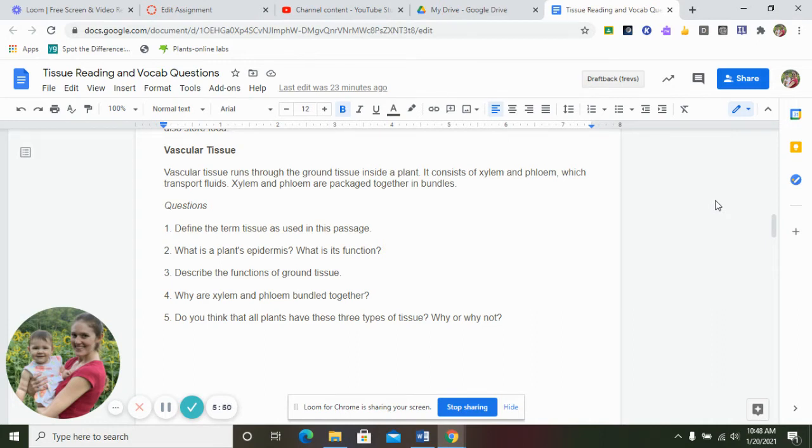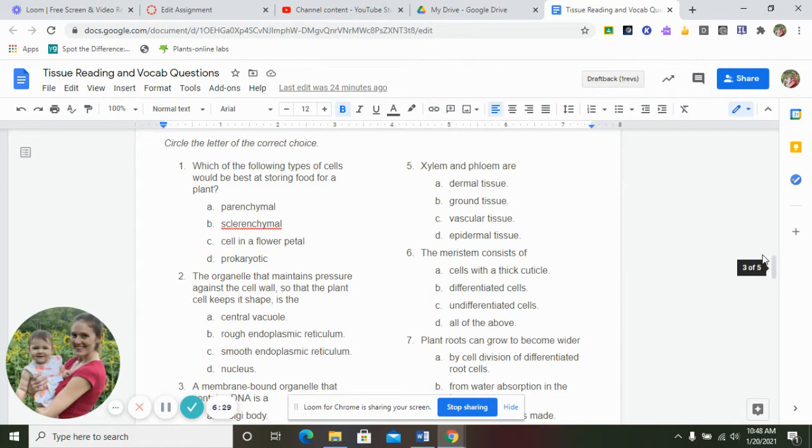So when I first read that, I assumed that it was asking for the function of the xylem and the phloem, which we can read is for transporting fluids around. So I put that they're bundled together because they have a similar function. And do you think that all plants have these 3 types of tissues? Why or why not? Well, we know from our study of plants so far that not all plants have vascular tissue. So I put down no, and it strongly depends on the environment that the plant's living in as to whether or not they have these tissues.